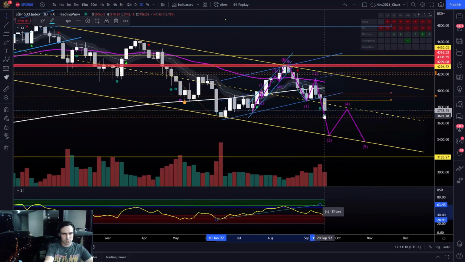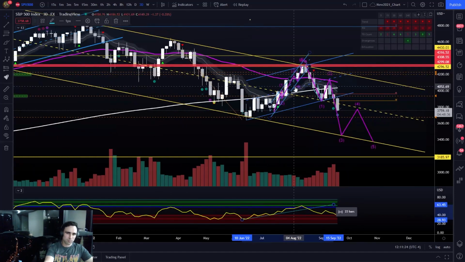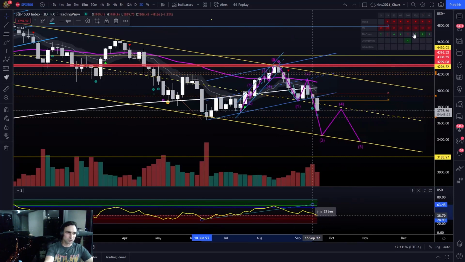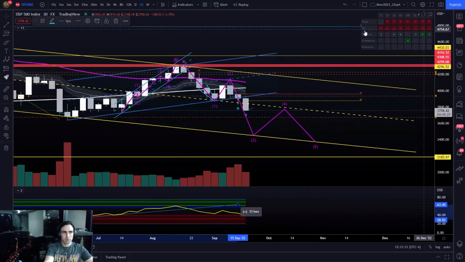We do have an 8 printing. However, in the past, you've had 8 and 9s print, and the market continues lower. So I don't give too much credit to it. I'm going to give more credit to the fact that every single time frame, if you look at the top right of my screen, by the way, this is RSI right here, and every single one is red. That means the market is screwed.